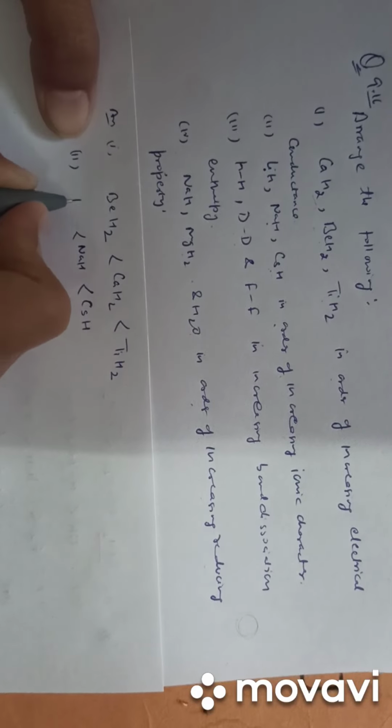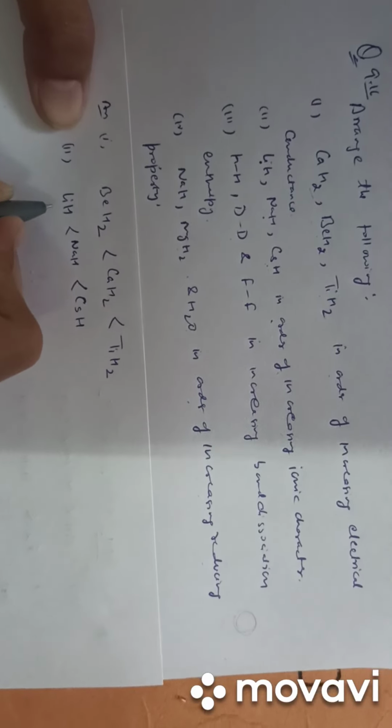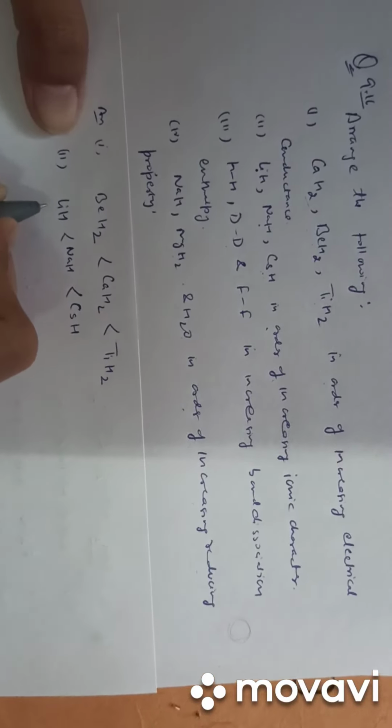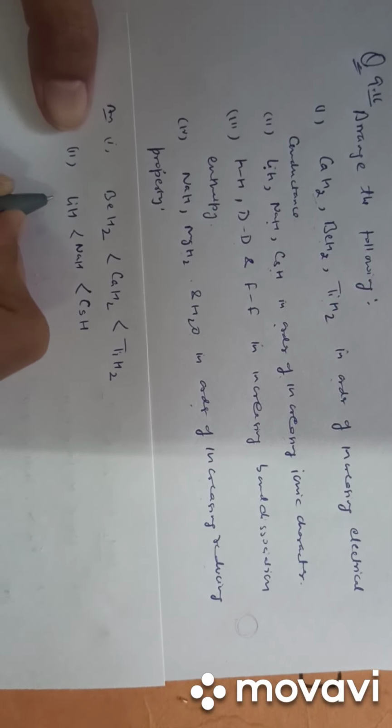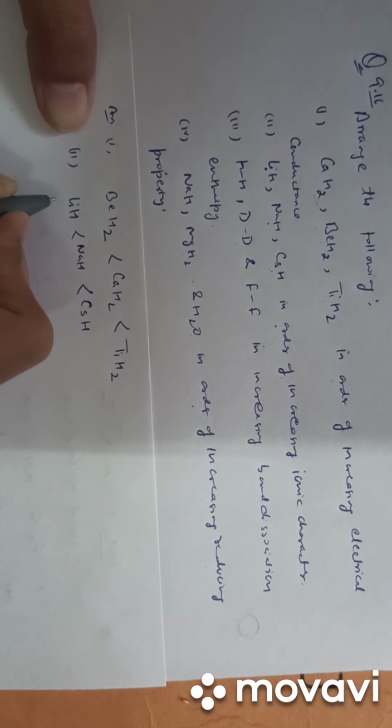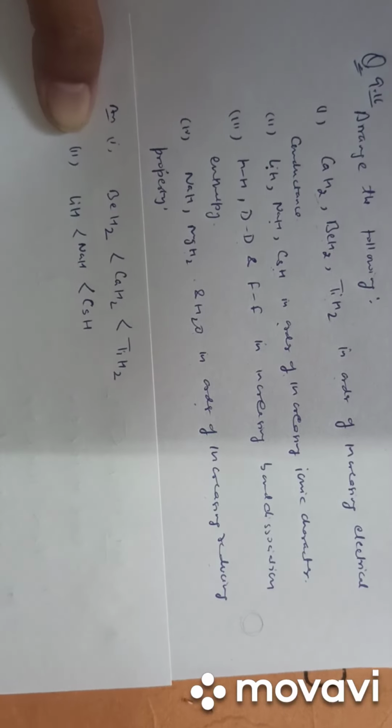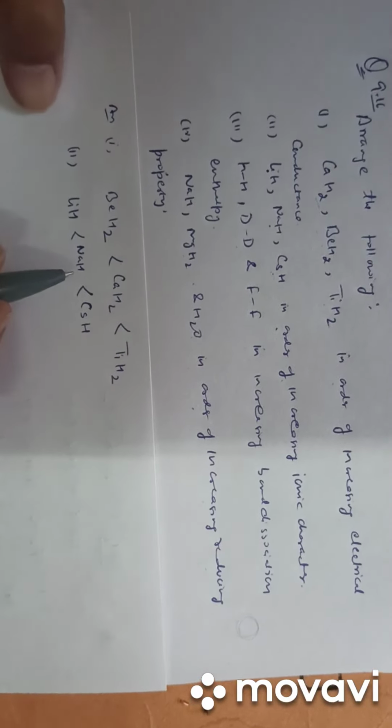Sodium hydride and lithium hydride, the lithium hydride will have least ionic character because of its small size and more electronegativity. So this will be the order.